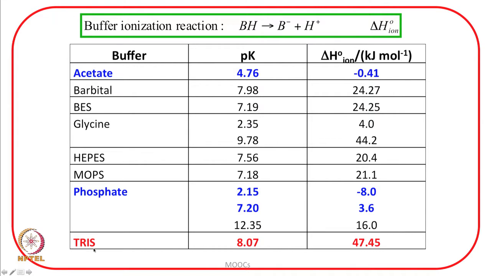But in an isothermal titration calorimetric experiment, if we use TRIS, the enthalpy of ionization is very high, 47.45 kilojoules per mole. Therefore, TRIS should be avoided in isothermal titration calorimetric experiments, because if the heat of protein ligand interaction is not very high, the contribution of ionization effects of TRIS is going to be large in those measurements. Therefore, once again, in isothermal titration calorimetric measurements, TRIS should be avoided.